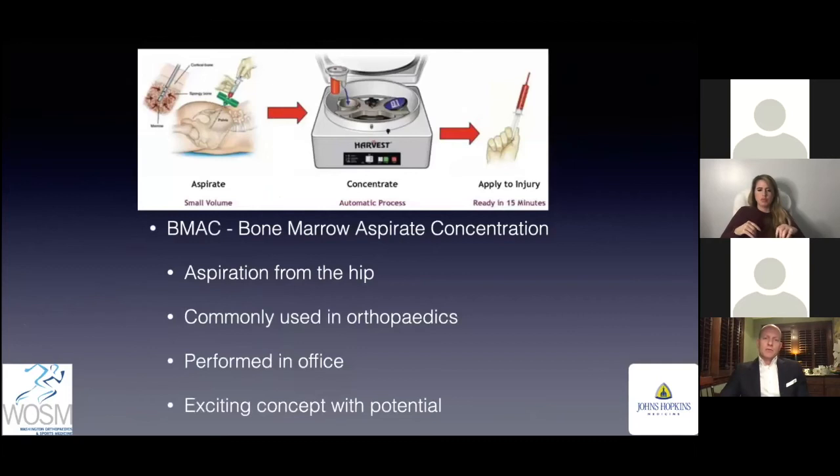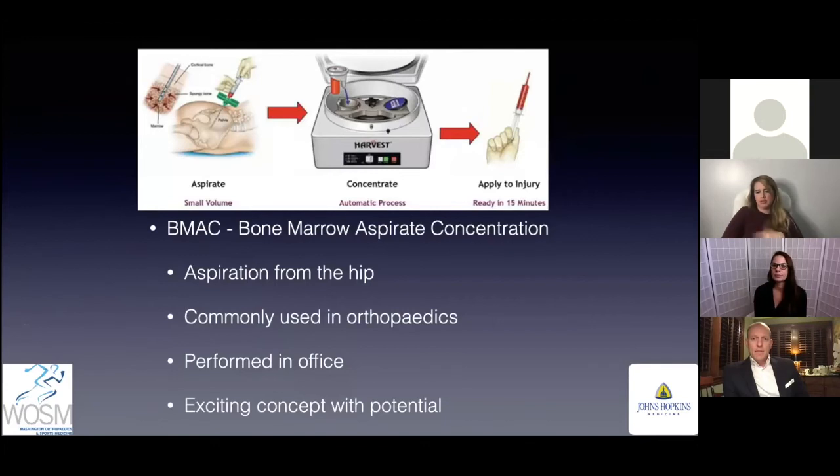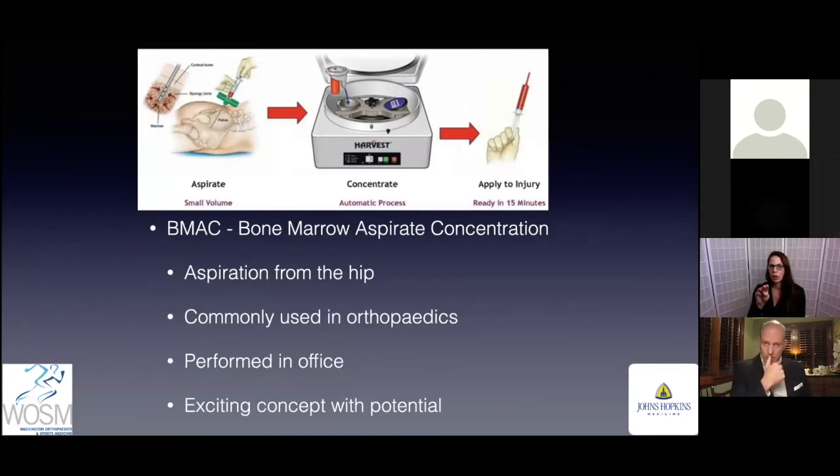Do stem cells work? We're going to get into that in just a minute, but one of the formulations of stem cells that we use in the orthopedic office from time to time is called BMAC. As you see, we like to use these different acronyms. BMAC, bone marrow aspirate concentrate. In this scenario, bone marrow cells are aspirated from the hip. This can be performed in the office setting. And the bone marrow cells are concentrated, again, often using a centrifuge, and then re-injected into the site of injury.